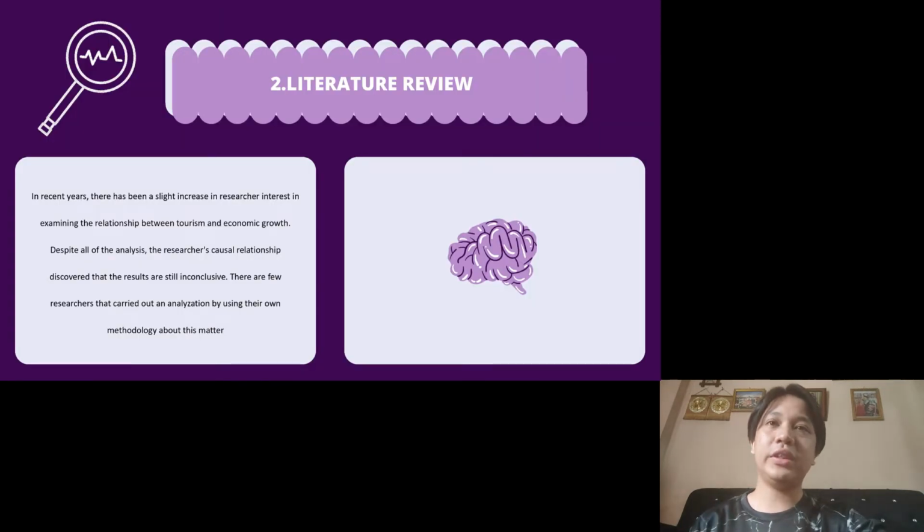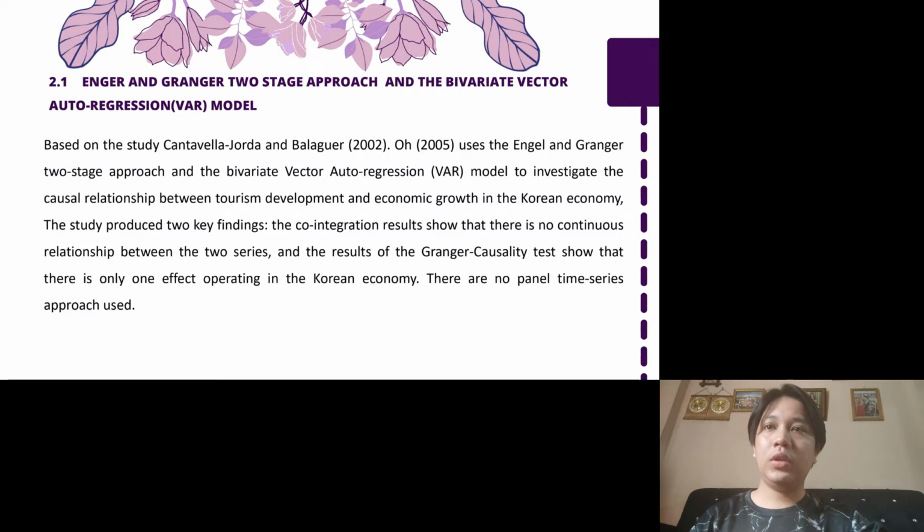Chapter 2, Literature Review. Based on the study of Cantavella, Jorda, and Balaguer 2005, use this method, such that Engle and Granger two-stage approach and the bivariate vector autoregression VAR model to investigate the causal relationship between tourism development and economic growth in the Korea economy. The study produced 2 key findings, such that the co-integration result and the result of the Granger causality test.